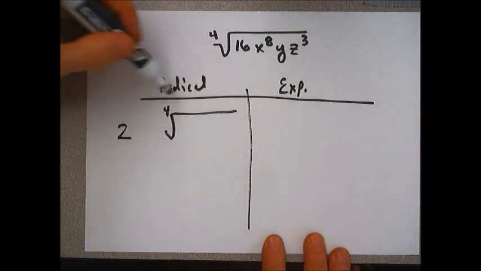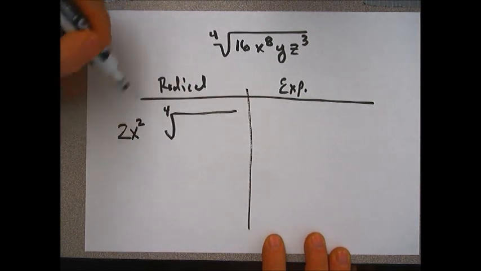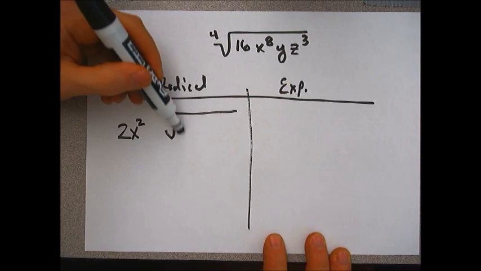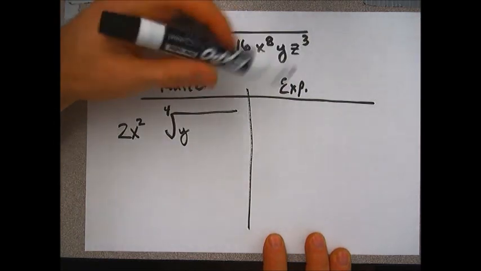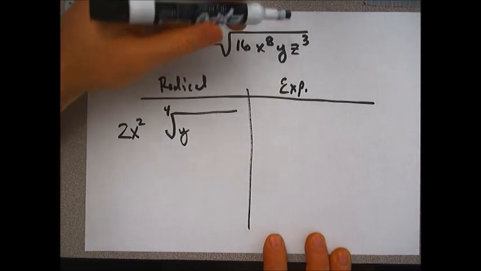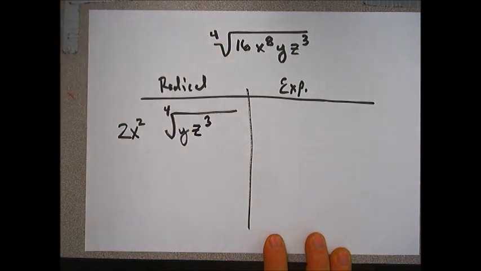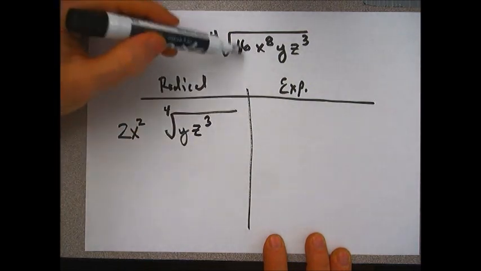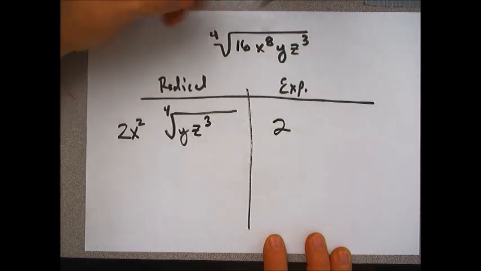So 4 goes into 8 how many times? No remainder. 4 goes into y to the once. It doesn't. 4 goes into z to the third. 4 into 3. I mean, no, my bad. So it stays, and that'd be our answer. Exponential form, fourth root of 16 is, and now what do I do with the letters?